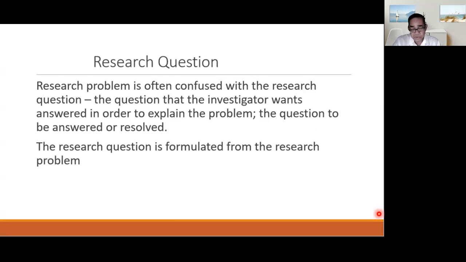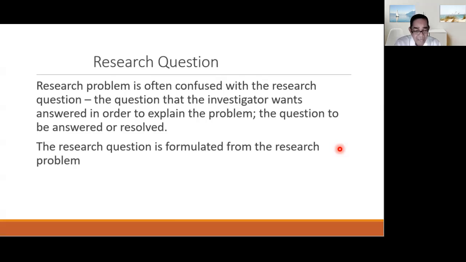Now, we go to the research question. The research problem is often confused with the research question. The research question is the question that the investigator wants to answer in order to explain the problem. The question to be answered or resolved. The research question is, as we said, formulated from a research problem. So when people say, this is my research question, I normally ask them, what is the research problem? What is the research problem?